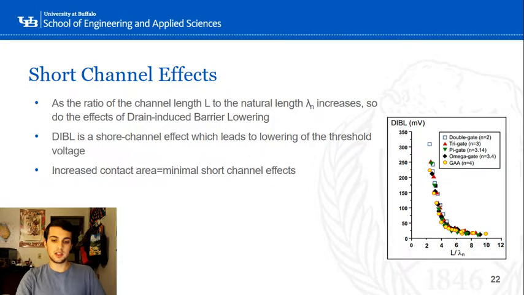So as you can see on this graph, as the ratio of channel length L to the natural length lambda n increases, so do the effects of the drain-induced barrier lowering, or DIBL. Drain-induced barrier lowering is a short channel effect which leads to the lowering of the threshold voltage at high drain voltages. Since the source and drain have increased contact with the gate, the FinFET has improved control over the channel region, minimizing short channel effects.